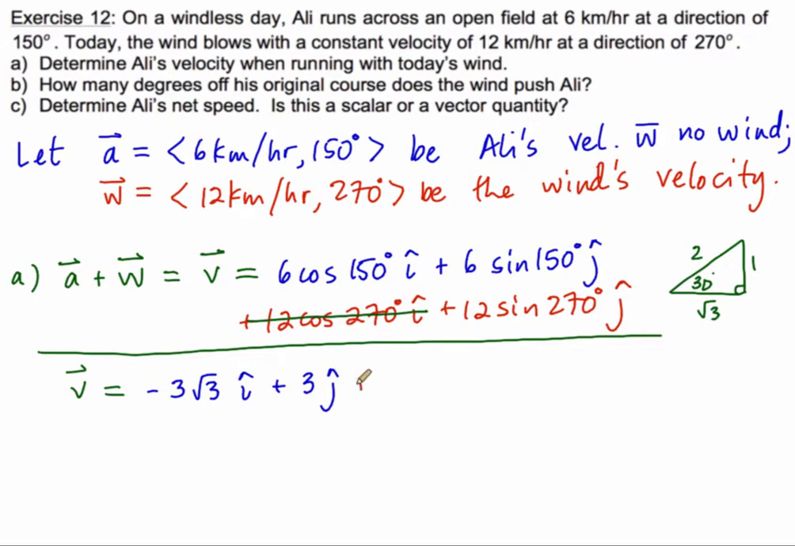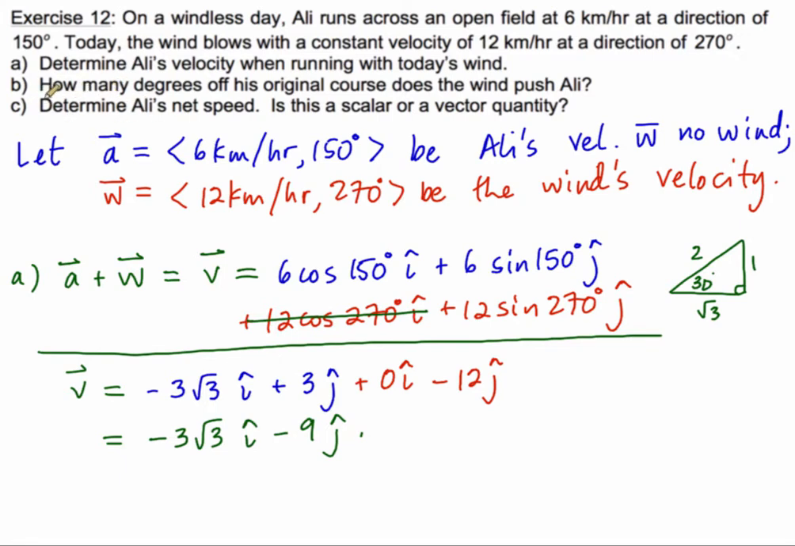Then just for clarity, we have plus 0 i hat from the wind, and 270 degrees points straight down, the sine of which is negative 1, times 12 gives us negative 12 j hat. So we can combine all of these according to like terms, and the total number of i hats is negative 3 root 3 i hat, and the total number of j hats is negative 9. The question then says to determine Ali's velocity, and it doesn't specify which form. This is a velocity vector, and it's the resultant, so we're done in part A. However, part B and C ask us to be more specific about those components.